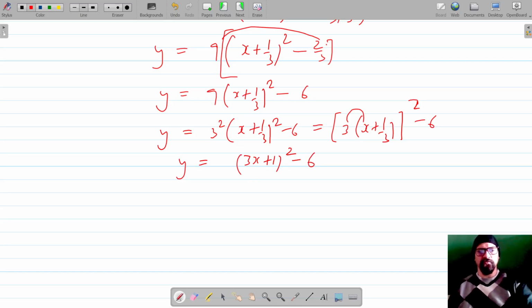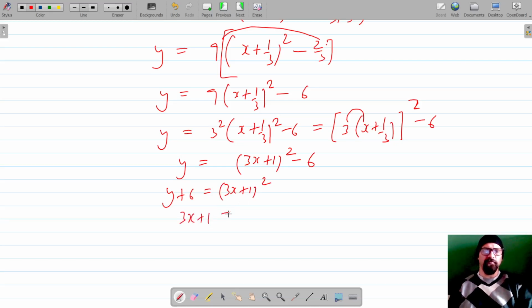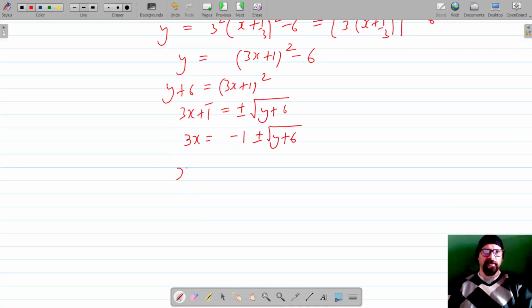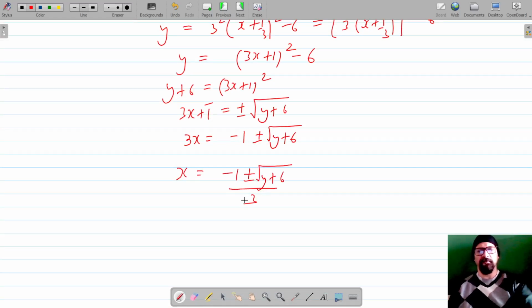And let's take 6 to the left hand side. So this is y plus 6 is equal to (3x plus 1) the whole square. We are going to get the value of x. So 3x plus 1 is equal to plus minus the square root of y plus 6, which gives me 3x is equal to minus 1 plus minus the root of y plus 6. And I can write x is equal to (minus 1 plus minus root of y plus 6) by 3. So finally, I've got the value of x.